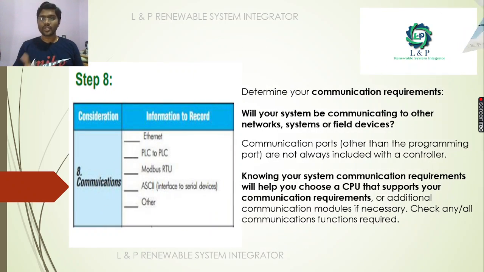Step number 8 is the communication. Determine your communication requirement. What sort of communication are you going to use? Whether you need Ethernet communication, or communication from PLC to PLC, or a serial communication like Modbus, or other communications like Profibus, Profinet. So know your system properly, and based on that, choose your communication, because if you choose a controller which will not communicate with your field device, then there is no use of choosing that device. So in such places, please choose your controller wisely, or if you want to add some add-ons or modules along with it in order to communicate with those particular field devices, plan that as well.